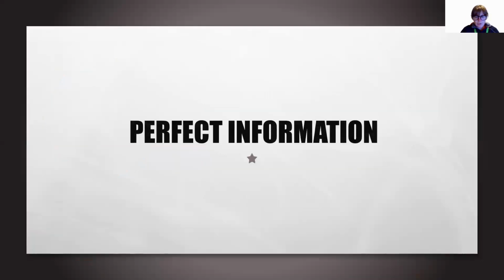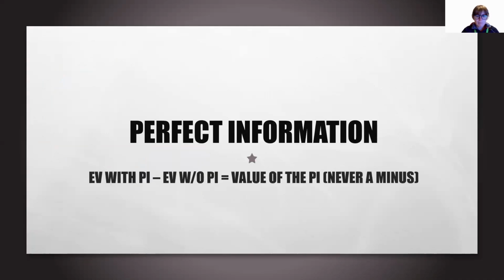Perfect information then, something that you may or may not be familiar with, but just a key calculation to remember. Our expected value with perfect information less our expected value without perfect information is the value of perfect information. And remember, our value of perfect information will never be a minus figure, simply because if we had perfect information, our expected value would be fantastic. It would be the highest it can be. Without perfect information, we are going to be a little bit lower. We're taking that lower risk and perhaps not getting the best outcome from the scenario.